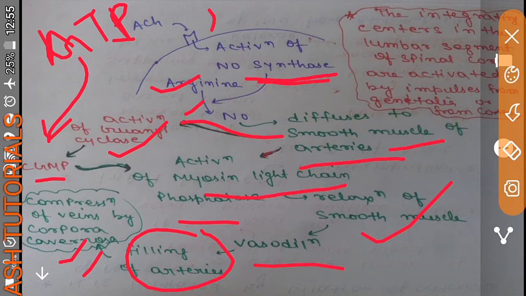Once again revising: acetylcholine binds to the receptor, NO synthase is activated, which will convert arginine into NO. NO will diffuse to smooth muscles, then activation of guanylyl cyclase, cGMP, activation of myosin light chain phosphatase, which will lead to the relaxation of smooth muscle, causing vasodilation, filling of arteries, and compression of veins by the corpora cavernosa.